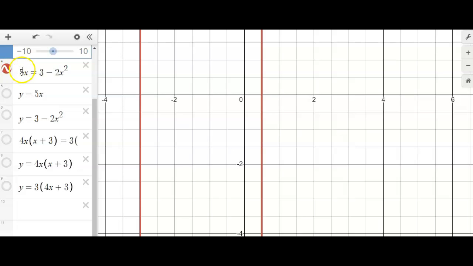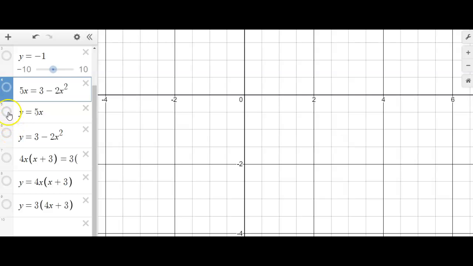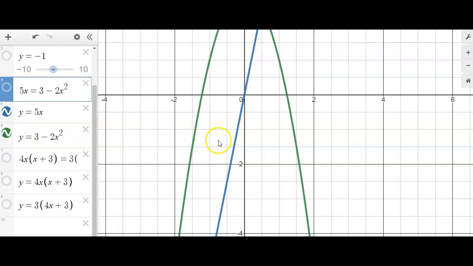So try and graph both together here. Again, it doesn't look like the graph that you've seen there on your sheet. It tells you just what your solution is. So the x value will be -3 and 0.5. But to see how that plays out with the graphs, let's graph y equals 5x. So we'll graph the left side. And then we have a straight line. And then we'll graph our quadratic.